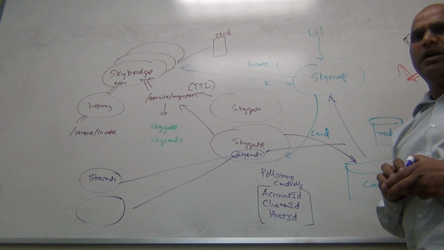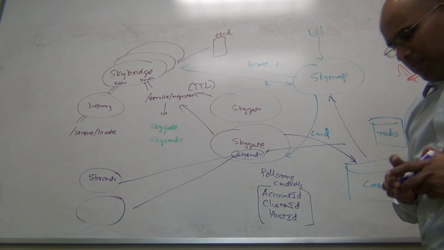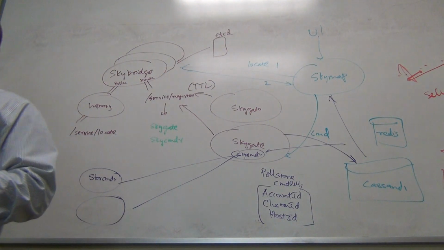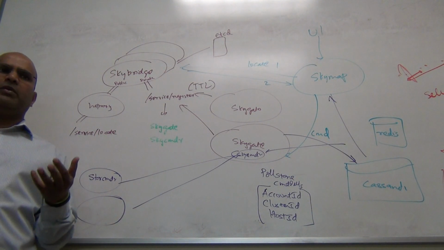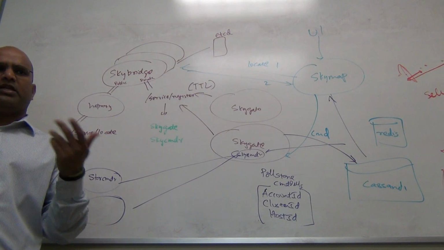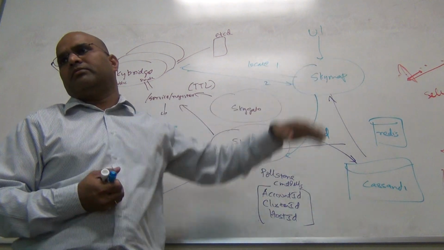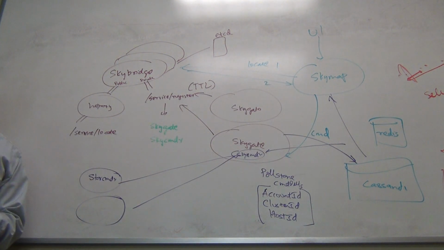Mostly read, little bit of write. The SkyMap is the one which does all the REST endpoints for the UI backend. So it serves: give me account information, give me projects, give me VMs, show me stats. All of that logic, all of those handlers are in the SkyMap. So the intelligence is mostly in SkyMap and SkyGate for the data processing.